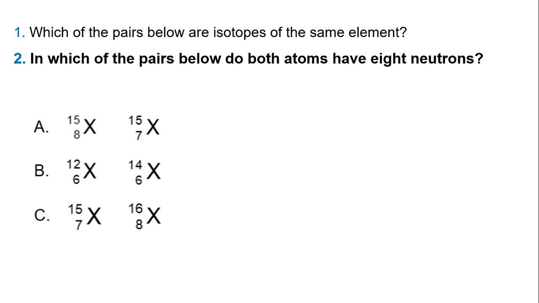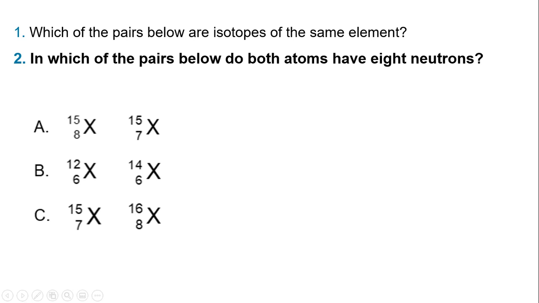Now let's take care of question 2. In which of the pairs below do both atoms have 8 neutrons? Now, this question's not asking for the same element, so we are going to be dealing with two different elements. We are interested in two elements that have 8 neutrons. So let's take a look at the top one.